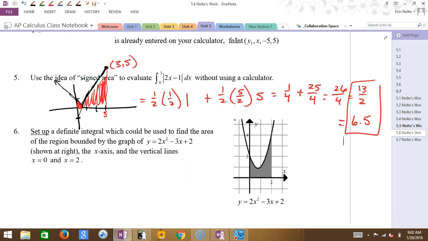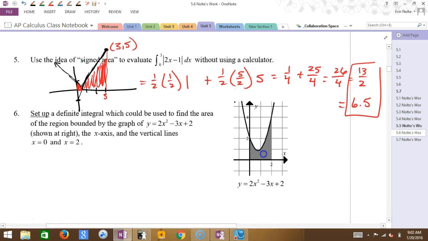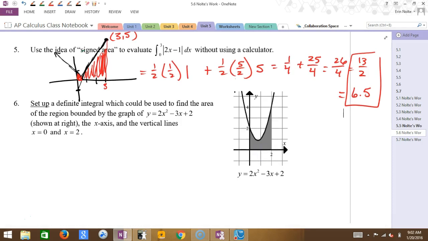You cannot do it geometrically with a curved line. You could do it with a perfect circle if you had a circle, like a function like this one right here. You can't do that geometrically. You have to use calculus in order to figure that out. So you couldn't use the signed area method. Okay, question number 6.